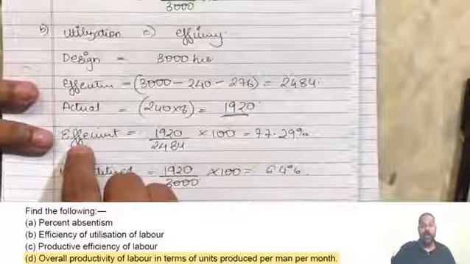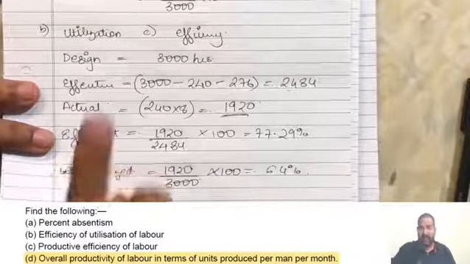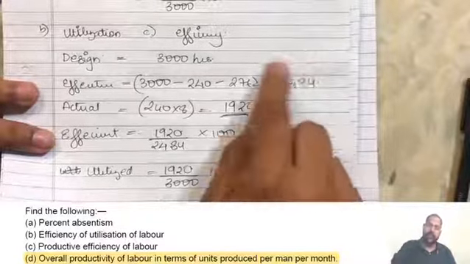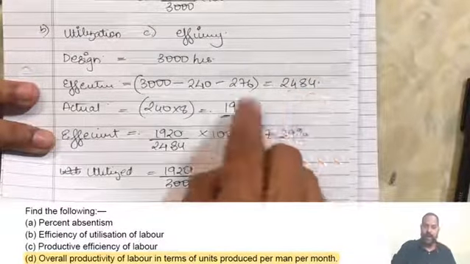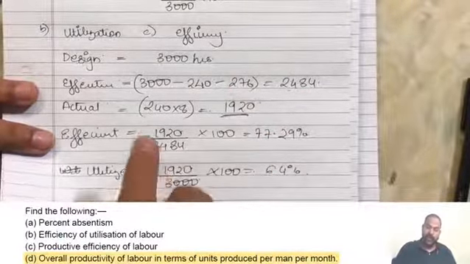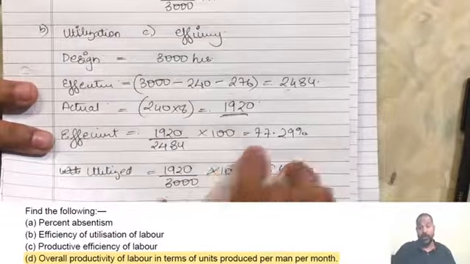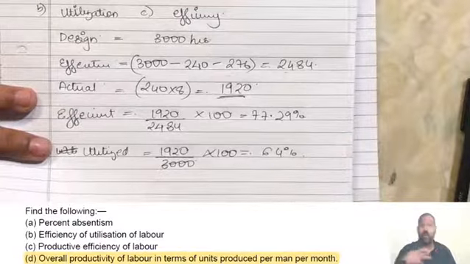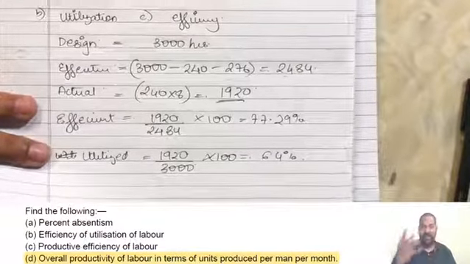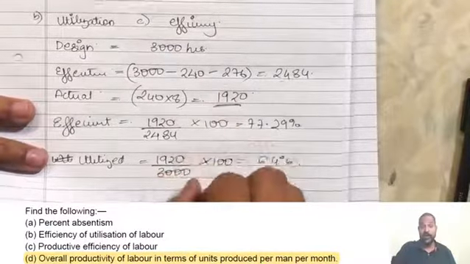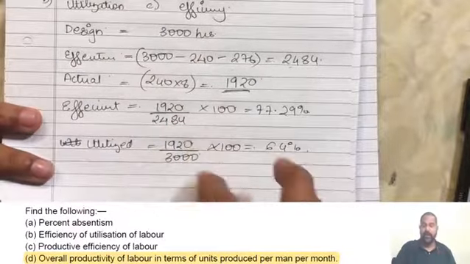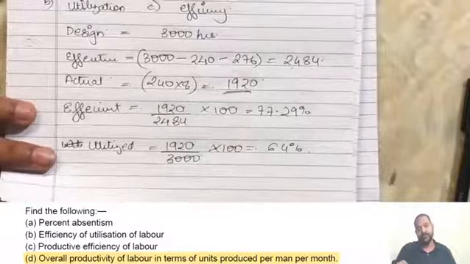If you ask me how efficient my workers are, then I will judge them for the time attended against the actual output. The time attended is 2484 against the actual, which is 1920. So 1920 by 2484 into 100, which is 77.29%. And if you are asking me how well am I utilizing them, I am only utilizing them for 1920 hours when I should be utilizing them for 3000 hours. So it is 1920 by 3000 into 100.